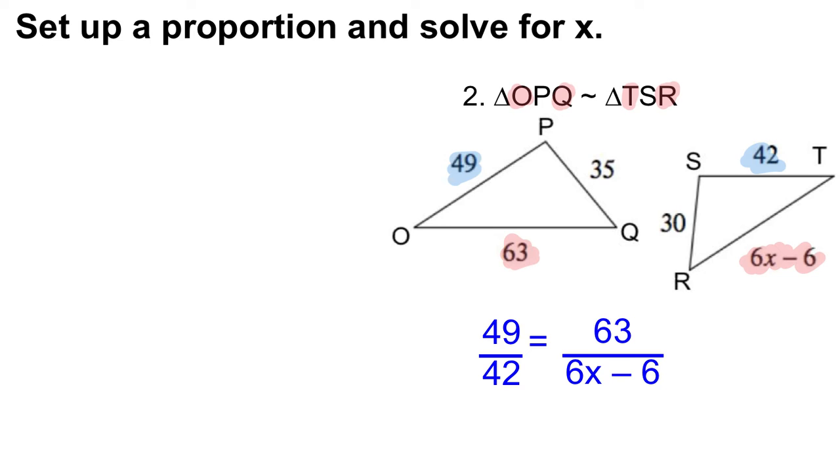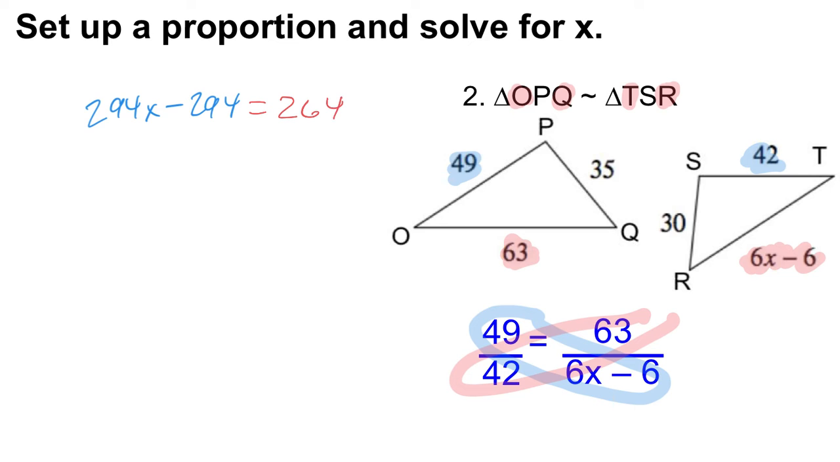Next thing I'm going to do is cross multiply, and after I cross multiply, I should get my answer. I am going to cross multiply by doing 49 times 6x minus 6. 49 times 6x is 294x, and then 49 times 6 is 294. Next I'm going to multiply the 42 times 63 together, and if I do that, I get 2,646. Now I'm just going to go through and solve.